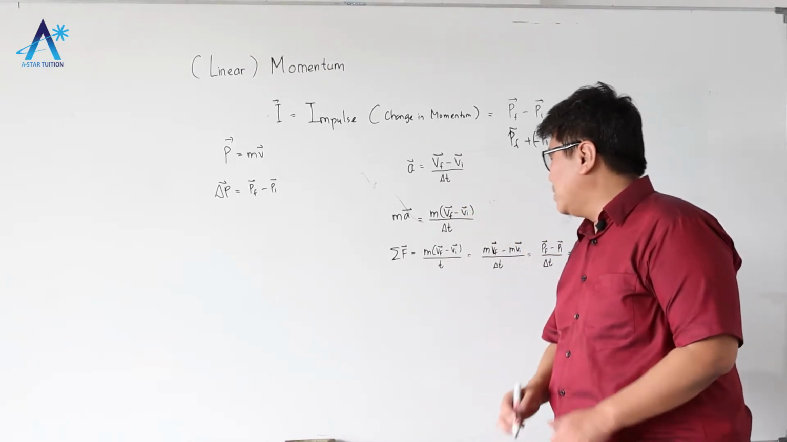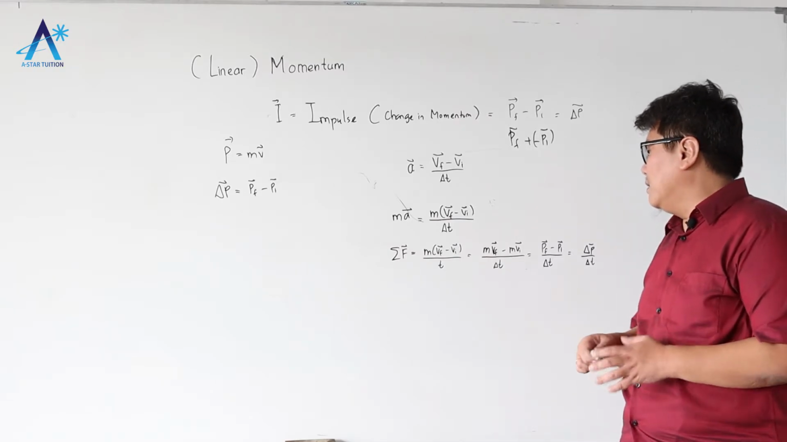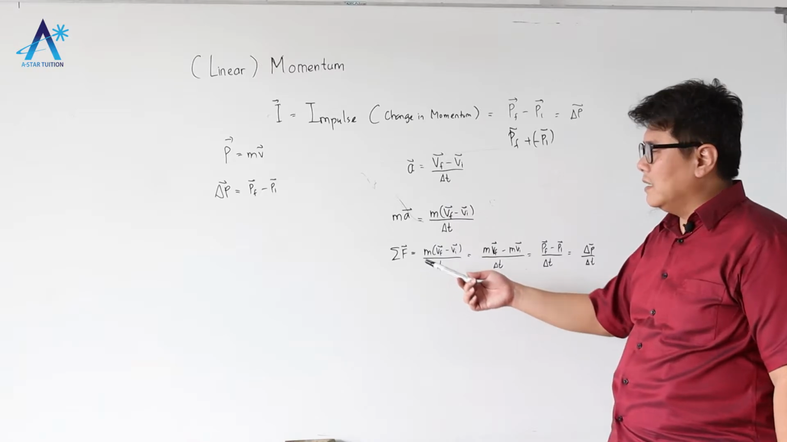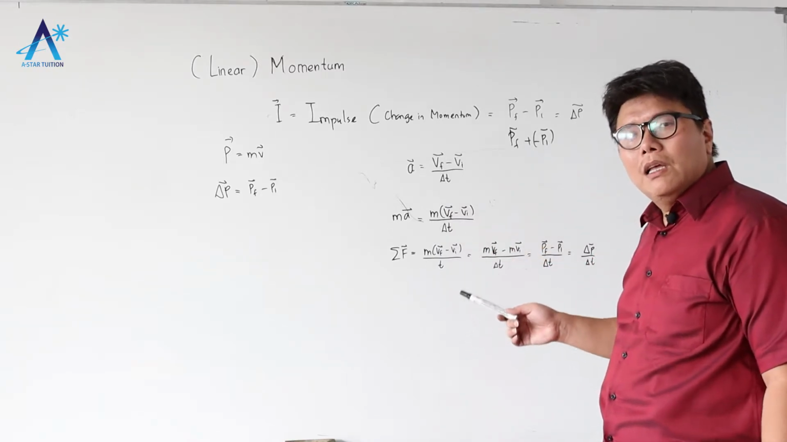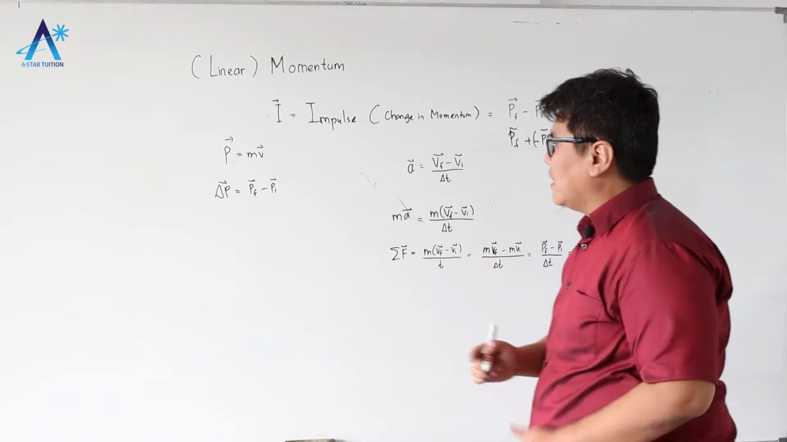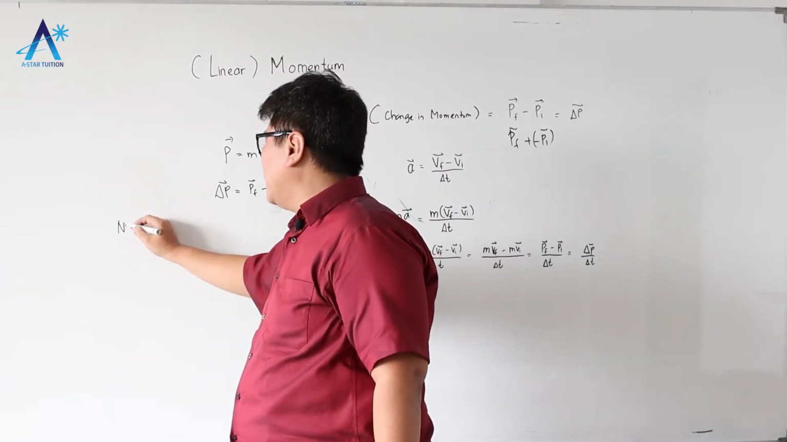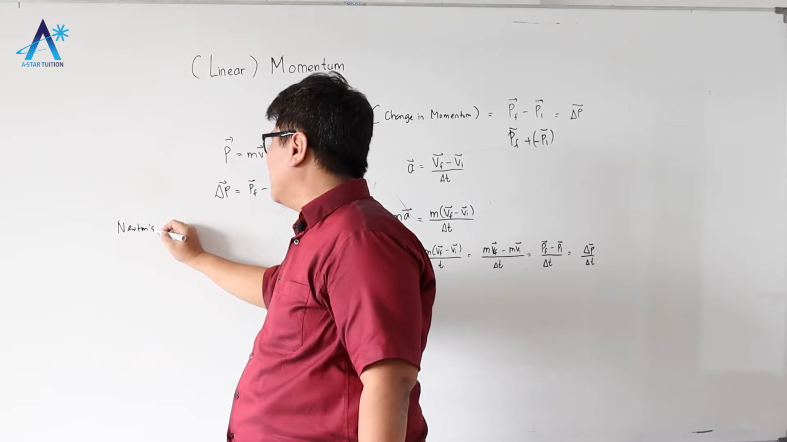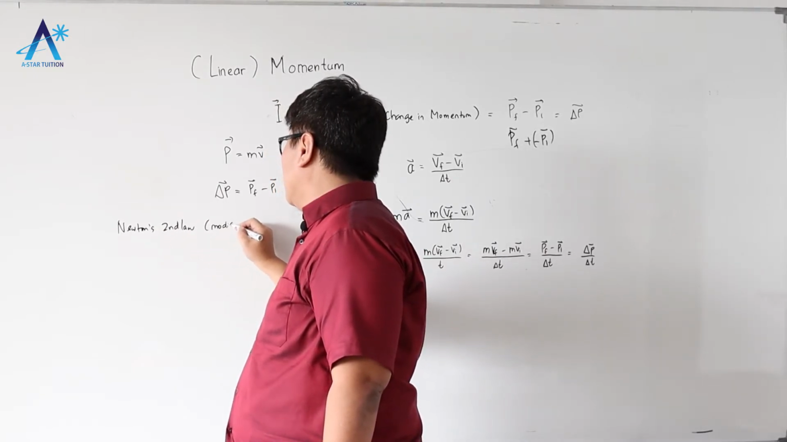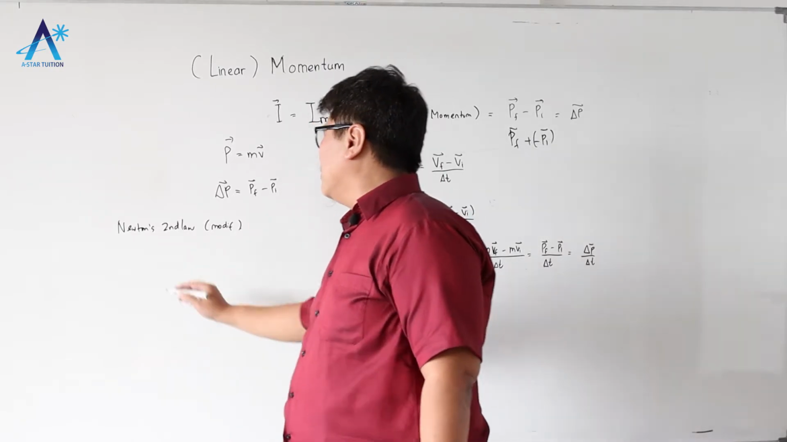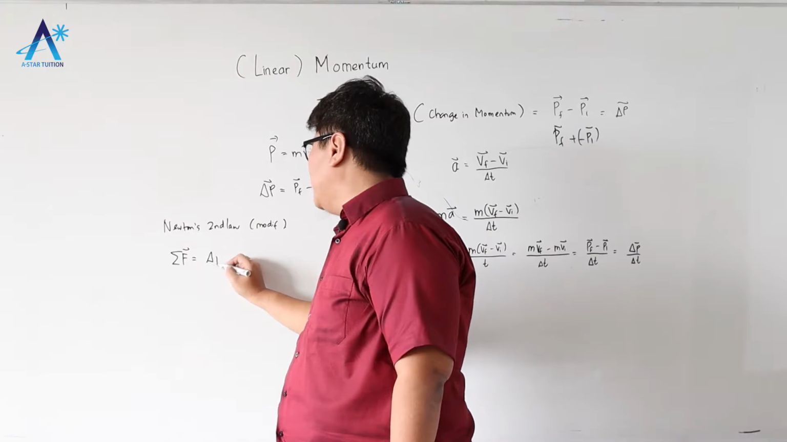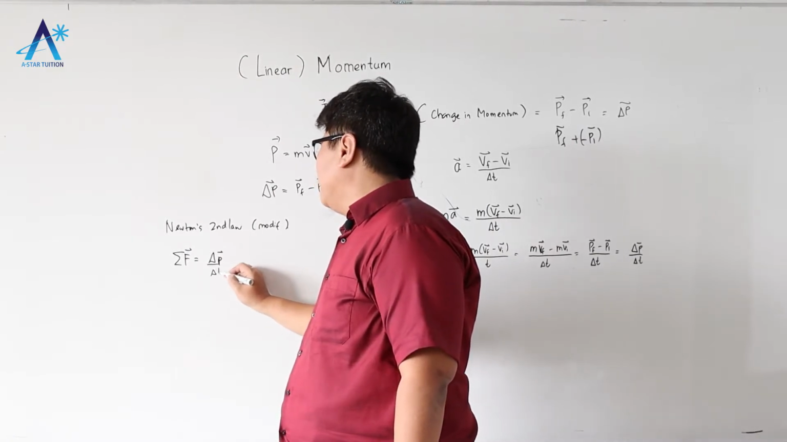So as you can see, in the Newton's law video, we discussed that resultant force is mass times acceleration. However, this is actually more general. So let's write down the modification to Newton's second law. Sigma F, the resultant force, equals delta P over delta T.